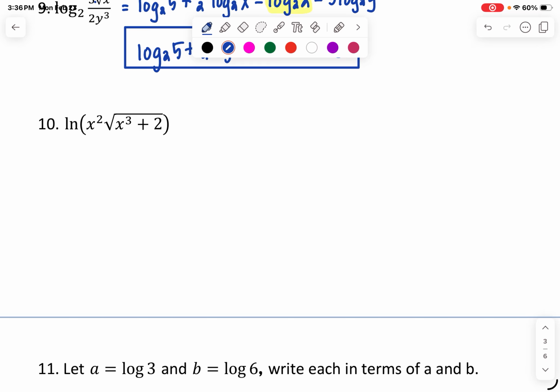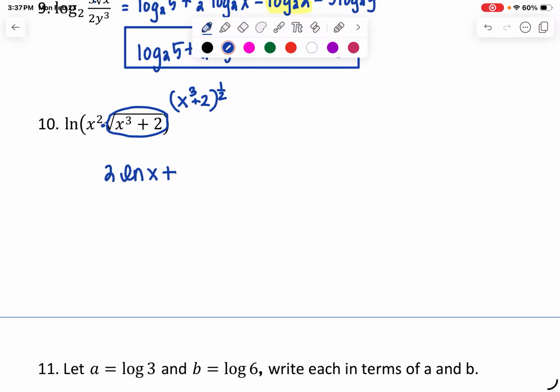All right, next one, there's multiplication happening right here. So I can break that up into 2 logs that are being added. And then this right here, I can rewrite as x cubed plus 2 to the 1/2 power. Right? Okay, so we have natural log of x squared, but I can rewrite the exponent in front. So 2 natural log of x, multiplication, so plus.